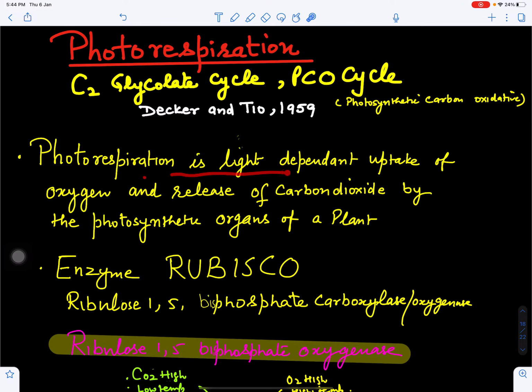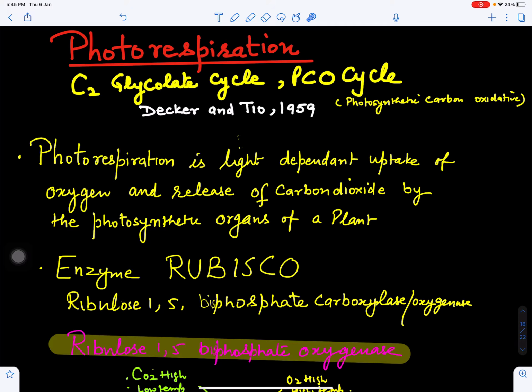It is the light dependent uptake of oxygen and release of carbon dioxide by the green photosynthetic organs of a plant. So this occurs in the green plant and in the photosynthetic organs of a plant. This is also called the C2 glycolate cycle or PCO cycle. Full form is photosynthetic carbon oxidative cycle. This was proposed by Decker and Tio in 1959.